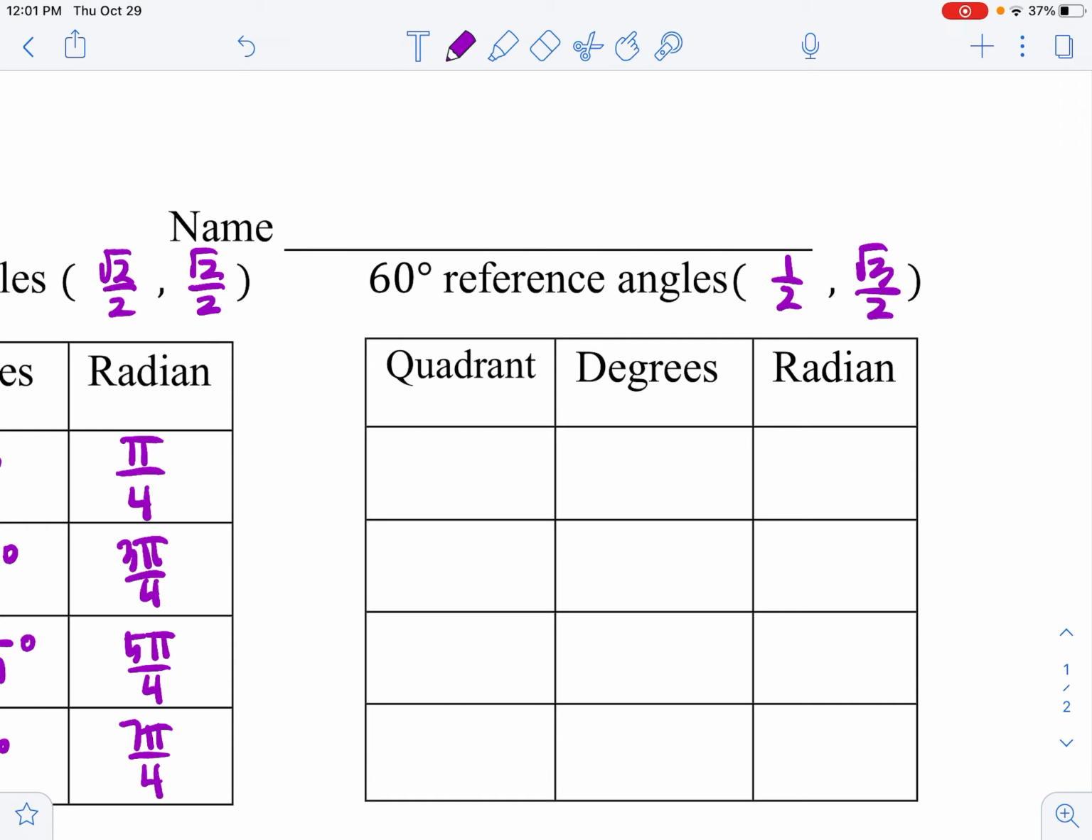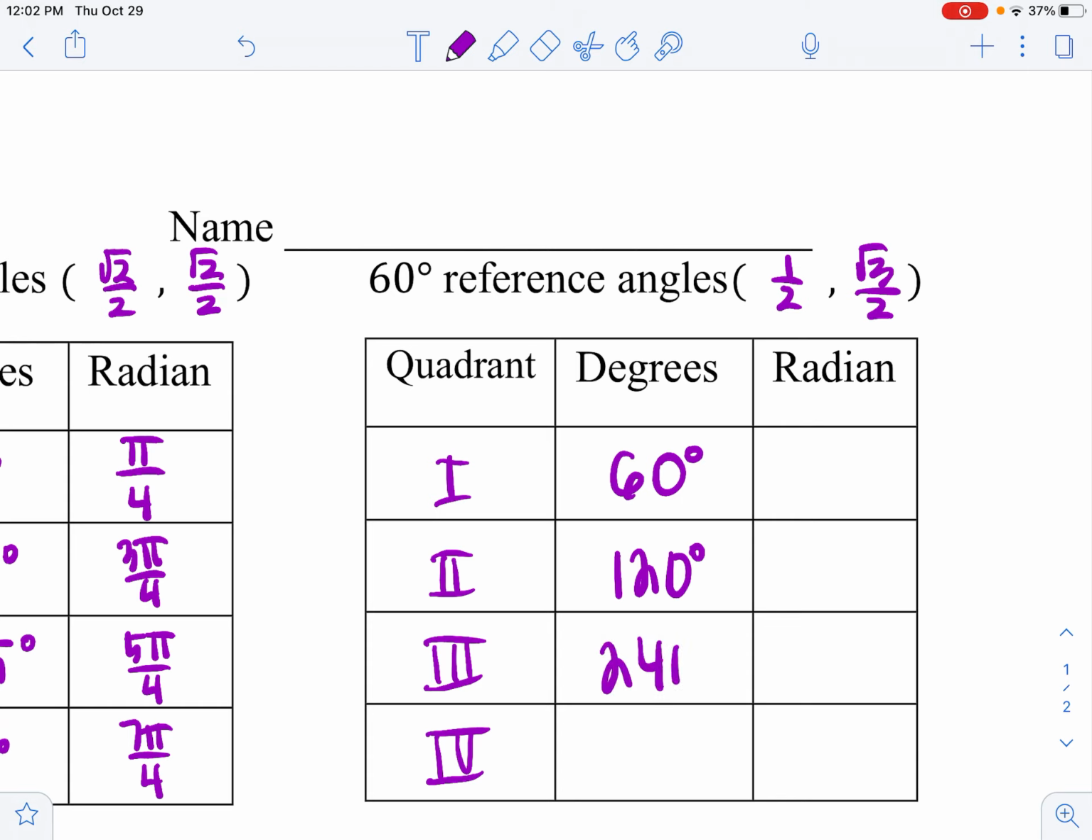All right, my 60-degree reference angles, they are all 1/2, root 3 over 2. There's 1 in each quadrant, quadrant 1, quadrant 2, quadrant 3, and quadrant 4. In degrees, 60 degrees is my first quadrant, 60 degrees less than 180 is 120, 60 degrees more than 180 is 240, 60 degrees less than 360 is 300.